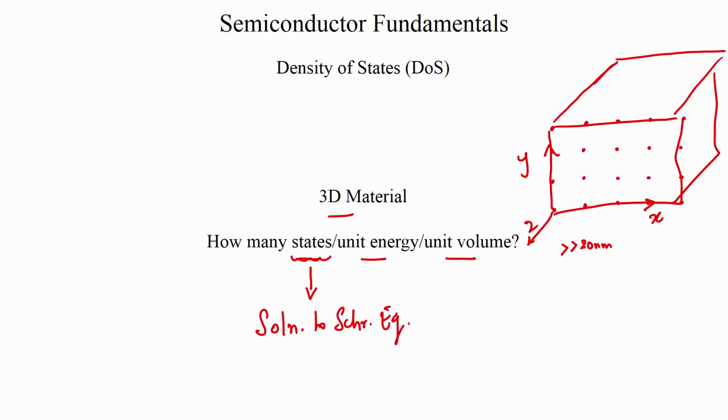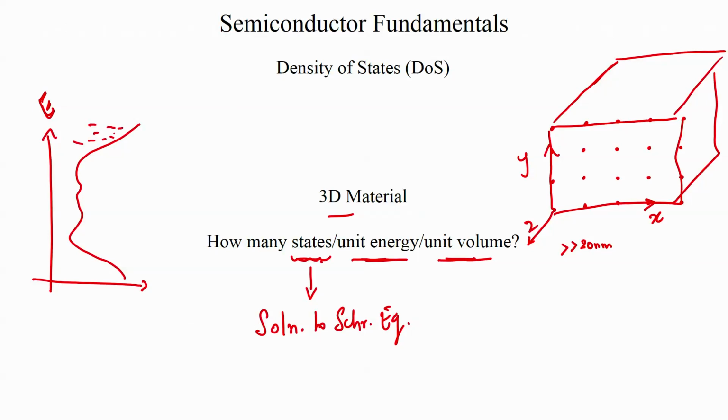How many solutions are there to Schrodinger's equation per unit energy, per unit volume of the material. If you have this, then if you take 1 unit volume of the semiconductor and plot the energy versus the number of states, you get the distribution of states in this energy. Let us say you plot the distribution of these states.